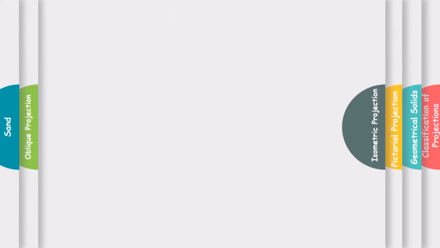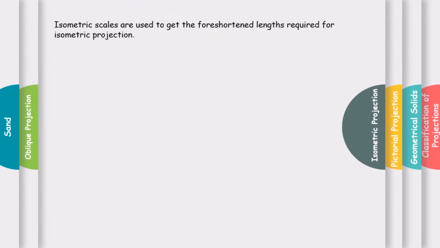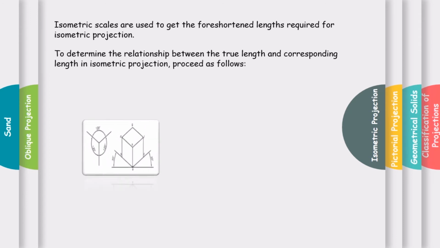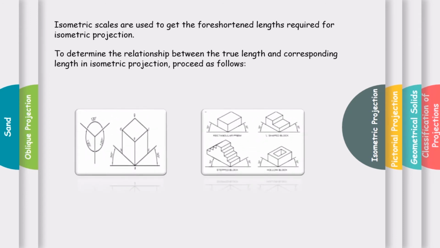Isometric projection. Isometric scales are used to get foreshortened lengths required for isometric projection. To determine the relationship between the true length and the corresponding isometric length, proceed as follows. Below are the diagrams for the same.